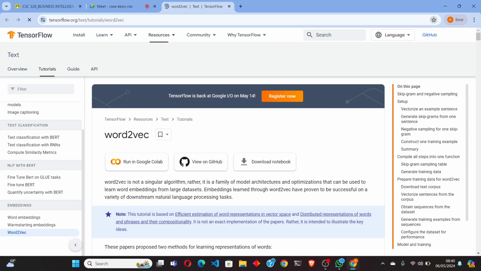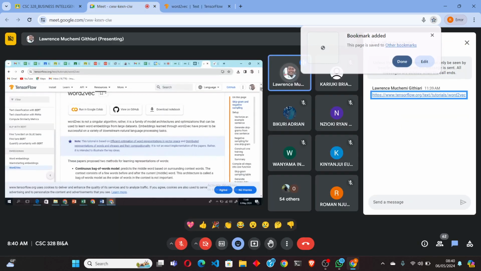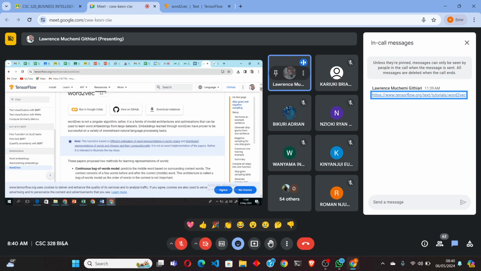Now, it says here that word2vec is not a single algorithm. Rather, it's a family of model architectures and optimizations that can be used to learn word embeddings from large data sets. Embeddings learned through word2vec have proven to be successful on a variety of downstream natural language processing tasks.